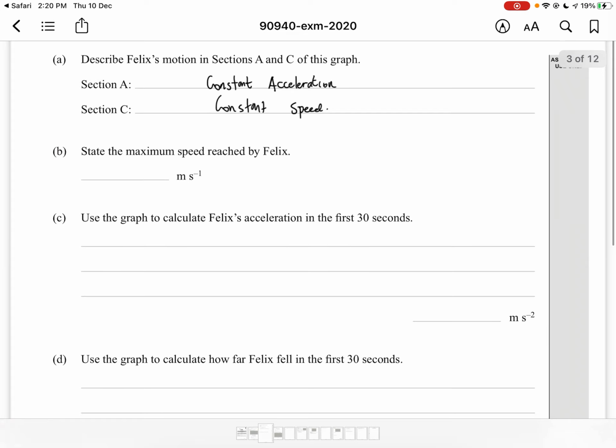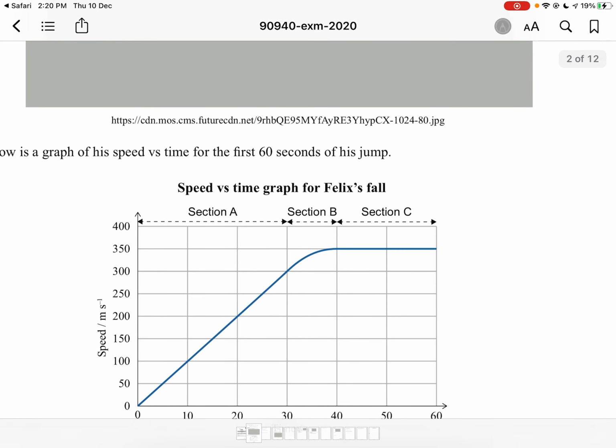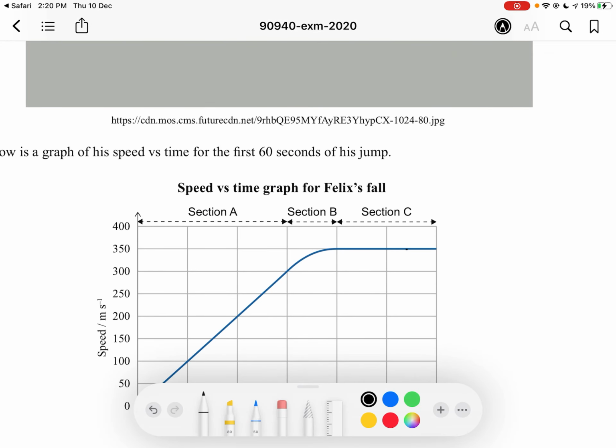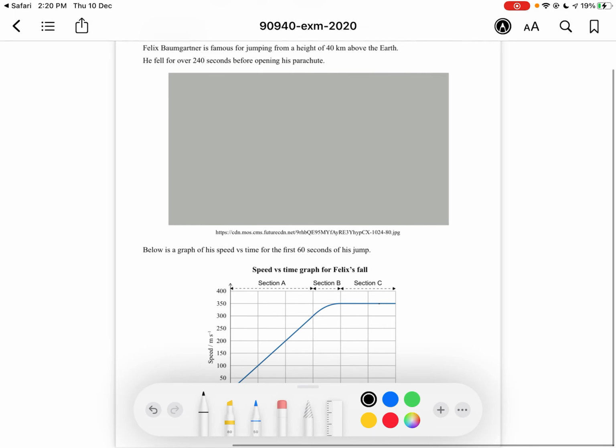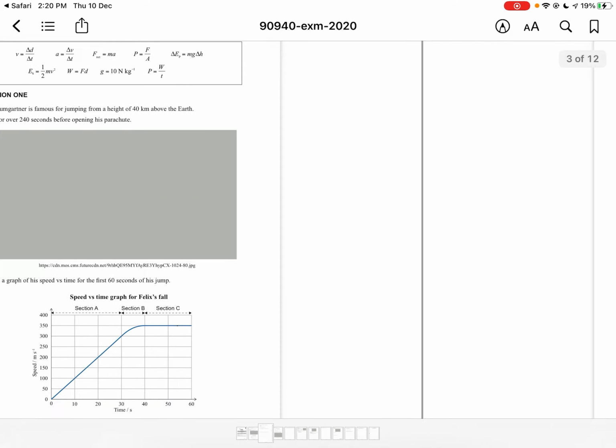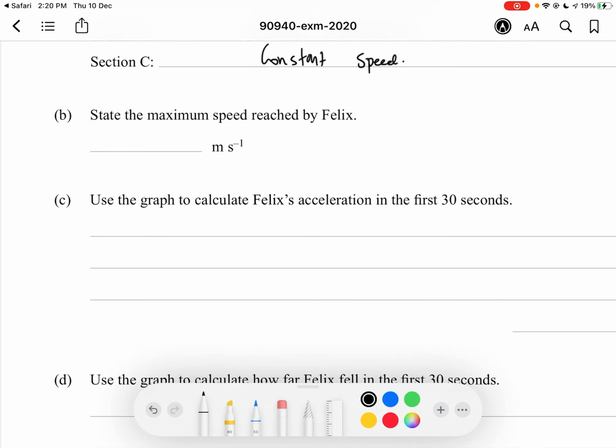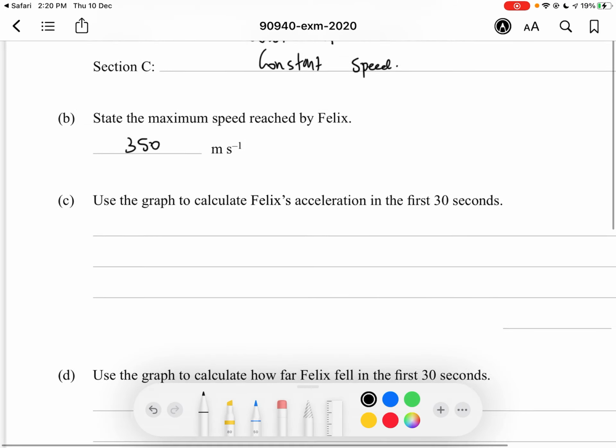Alright, state the maximum speed reached by Felix. If we go back to our graph, we can clearly see the maximum speed reached is 350 meters per second. So we just write that one down. 350 meters per second is the maximum speed.